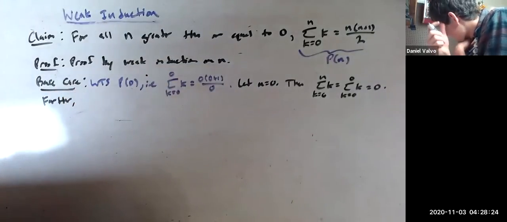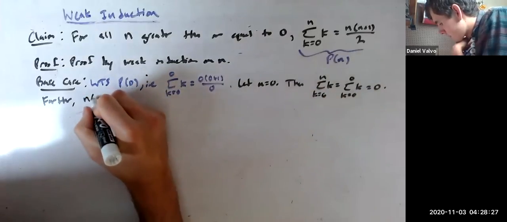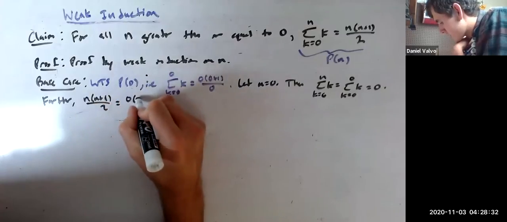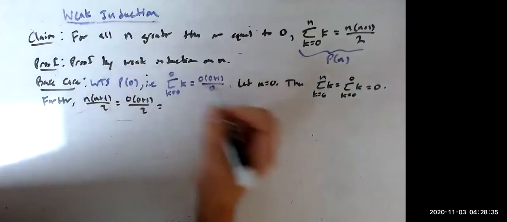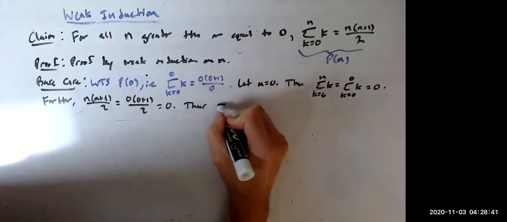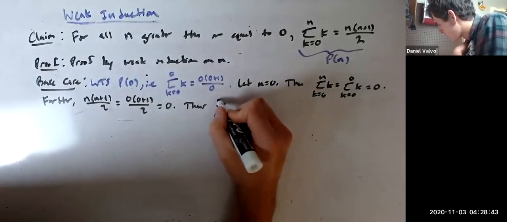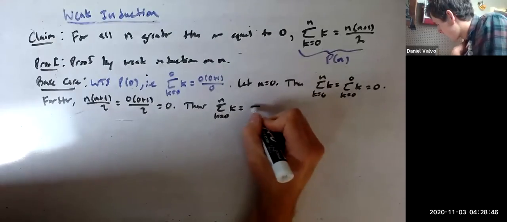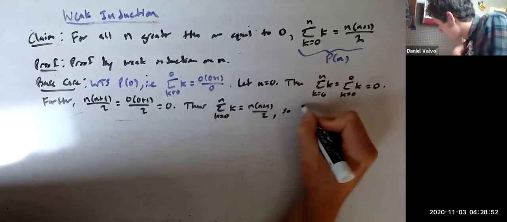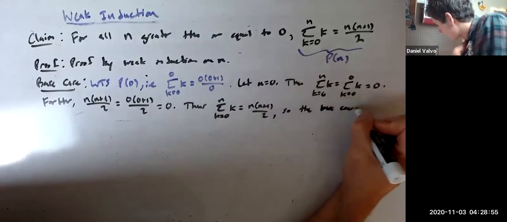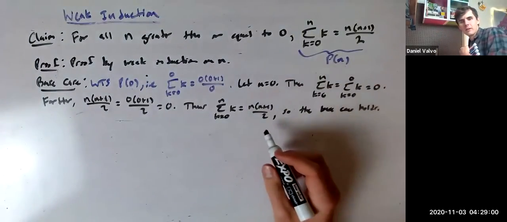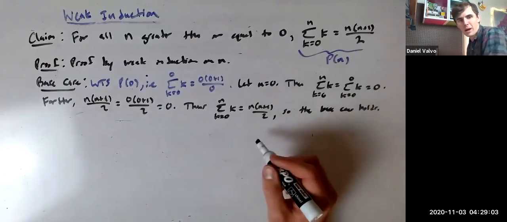Further, n times n plus 1 over 2, in this case, would be 0 times 0 plus 1 over 2. Anything times 0 is 0, right? So this is just 0. Thus, the summation for k equals 0 to n of k equals n times n plus 1 over 2. So the base case holds. Does that make sense? We just showed it works for 0 in very formal mathematical language.